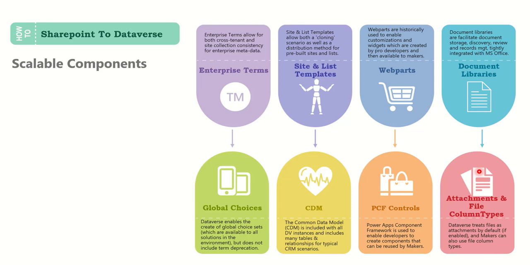Again, another big difference is document libraries. If you integrate with Dataverse, the content in the document libraries does not impact your capacity in Dataverse. However, when you use attachments and file column types, the capacity is going to be impacted by how many files and attachments you have.